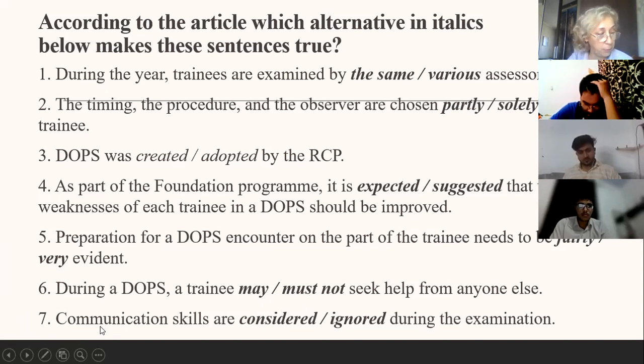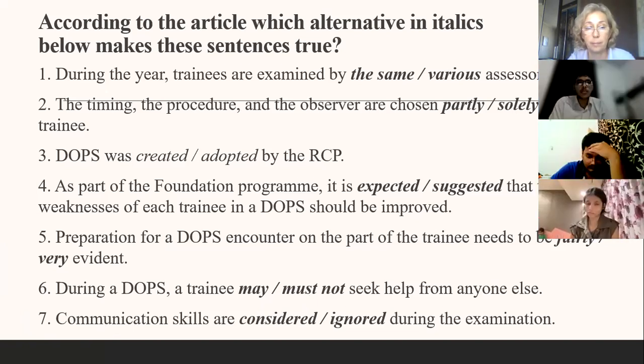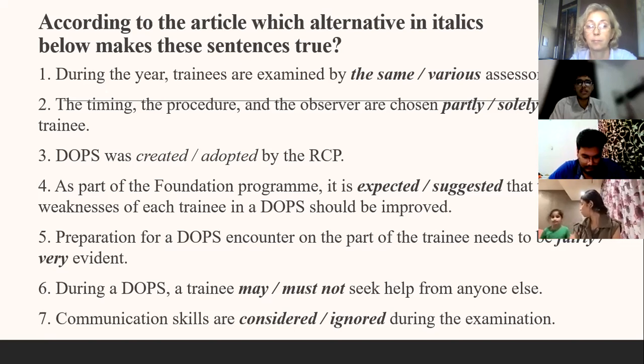And the next is for Rohit, who is absent. Ritik, please. Yes, ma'am. The communication skills are considered during the examination, because doctors need good communication skills with their patients to briefly understand their problems and explain their problems also. Exactly, to each other.